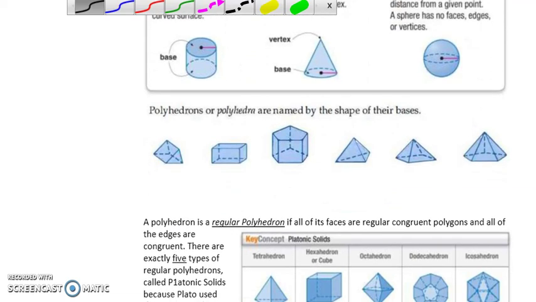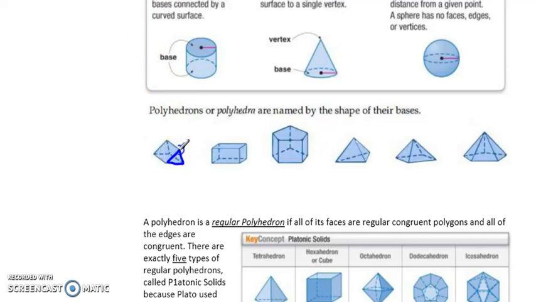So we've got some shapes we can name here. Polyhedrons, or polyhedra, are named by the shapes of their bases. So we look at what that base shape is, and we can name it based on that. We see that this base is a triangle, and the other side is also parallel and congruent, the same shape. So it's a prism, and we call it a triangular prism.